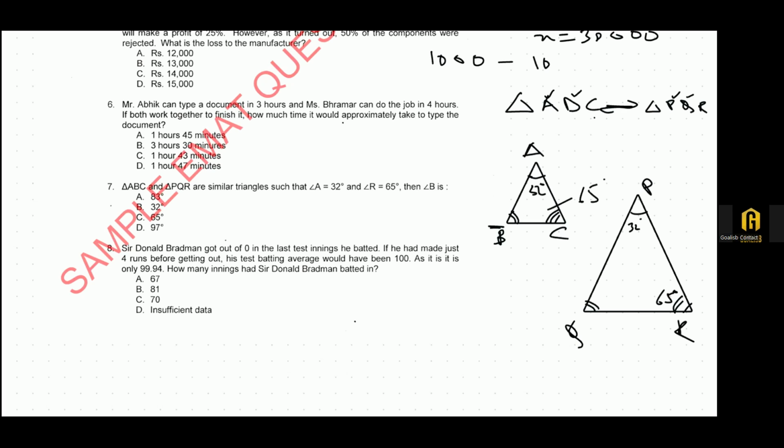So what is the angle sum property of a triangle? Sum of all the three angles will be equal to 180 degrees. So 32 degrees plus 65 degrees plus angle B will be equal to 180 degrees. From here you can find out the measure of angle B should be equal to 83 degrees. That is your choice number 1. So the answer should be 1.